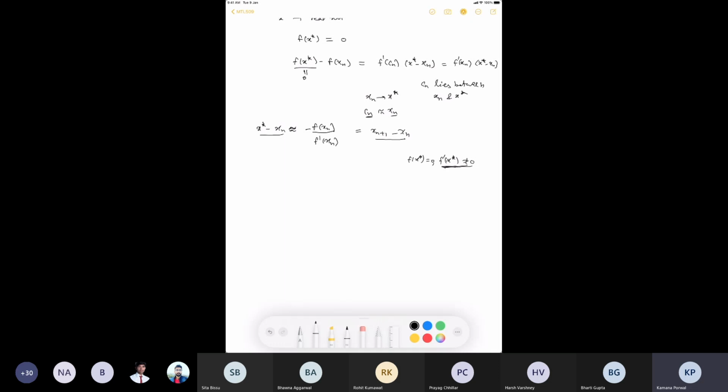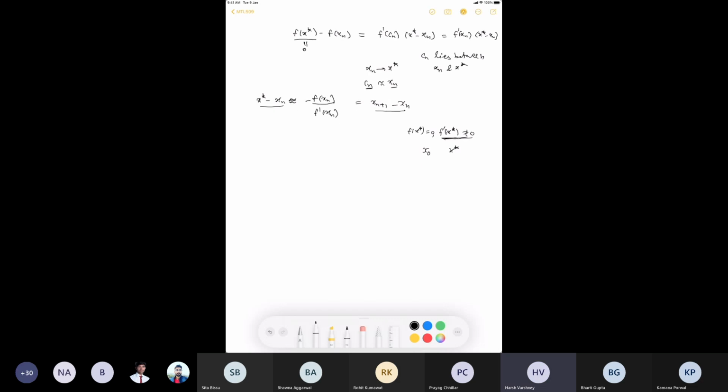And then secondly, the next requirement in the Newton's method for convergence is that x naught, the initial guess, has to be sufficiently close to x star. I have shown with some examples that if you do not choose your x naught correctly, then of course the Newton's method will not converge. Those examples I have already shown in the last lecture.